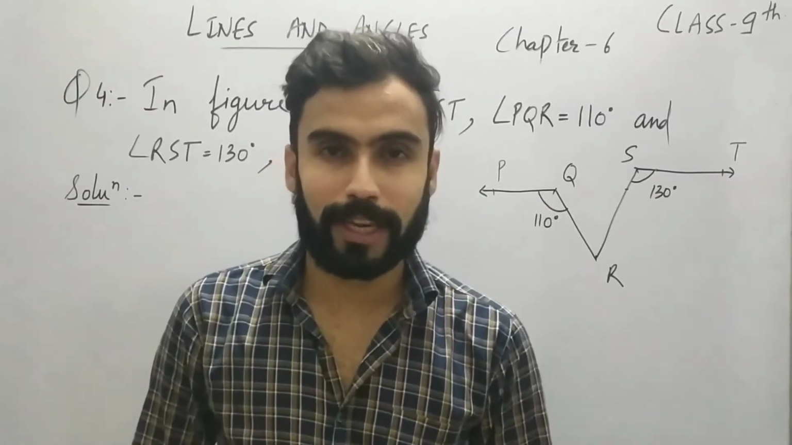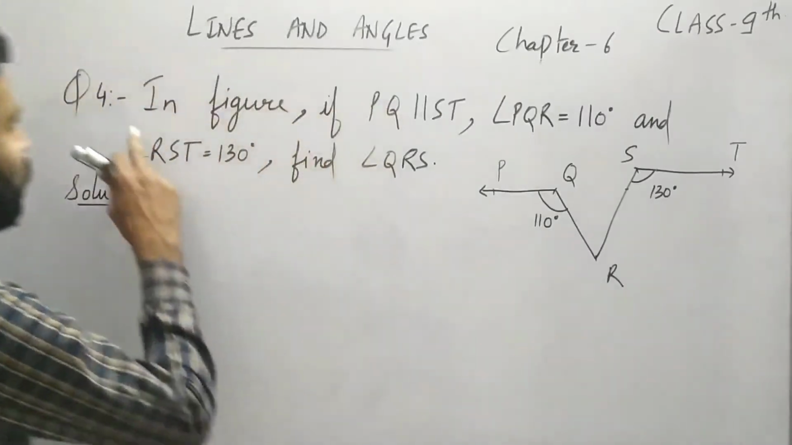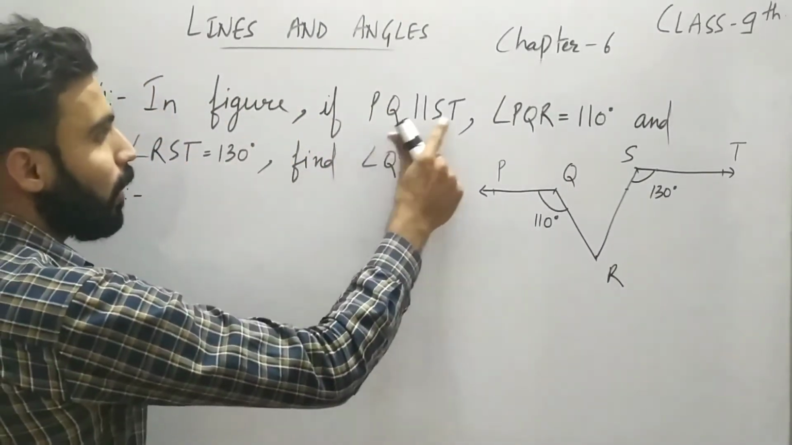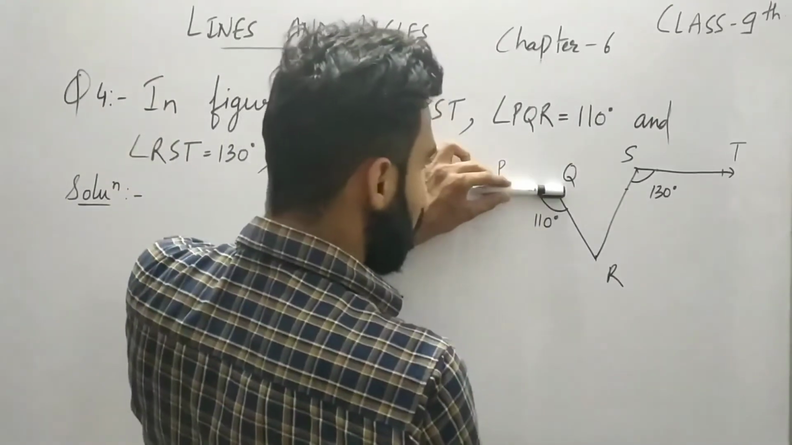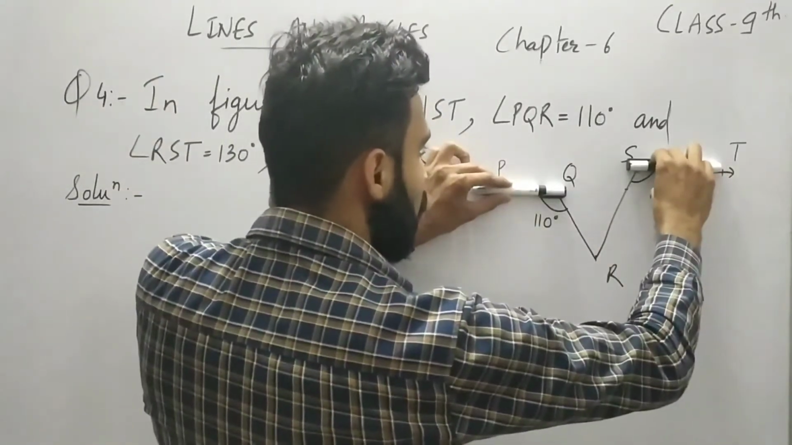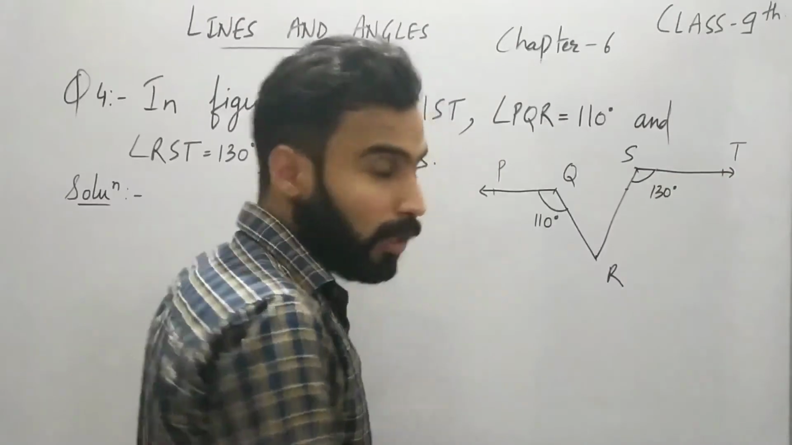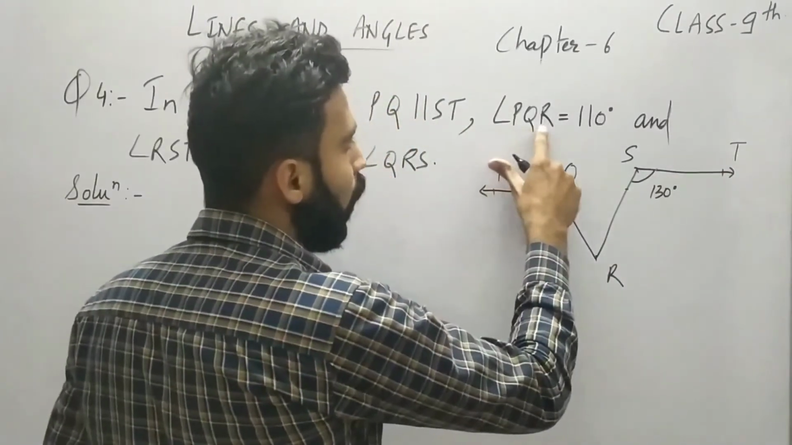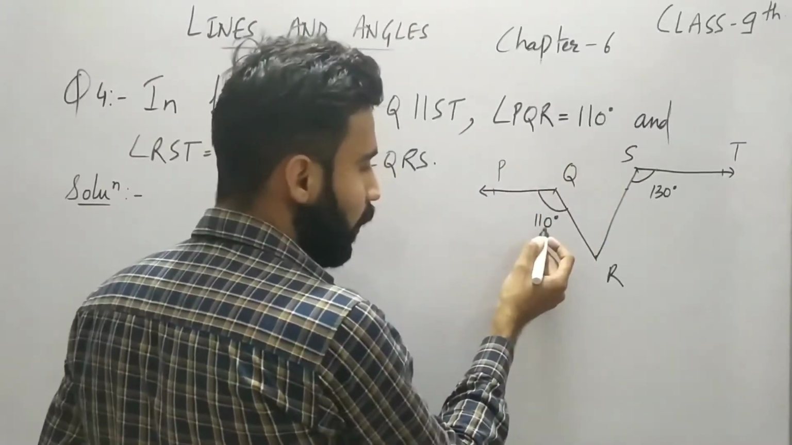सो स्टूडेंट्स बढ़ते हैं नेक्स्ट क्वेश्चन की तरफ। अब इस क्वेश्चन में दिया हुआ है हमें एक फिगर जिसके अंदर PQ पैरेलल है ST के। सो आप देख सकते हैं यहाँ पे एक लाइन है PQ और यहाँ पे एक लाइन है ST। बोथ आर पैरेलल टू ईच अदर, इट इज गिवन टू अस। ऑल्सो there is an angle named PQR is equal to 110, as you can see here in the diagram.